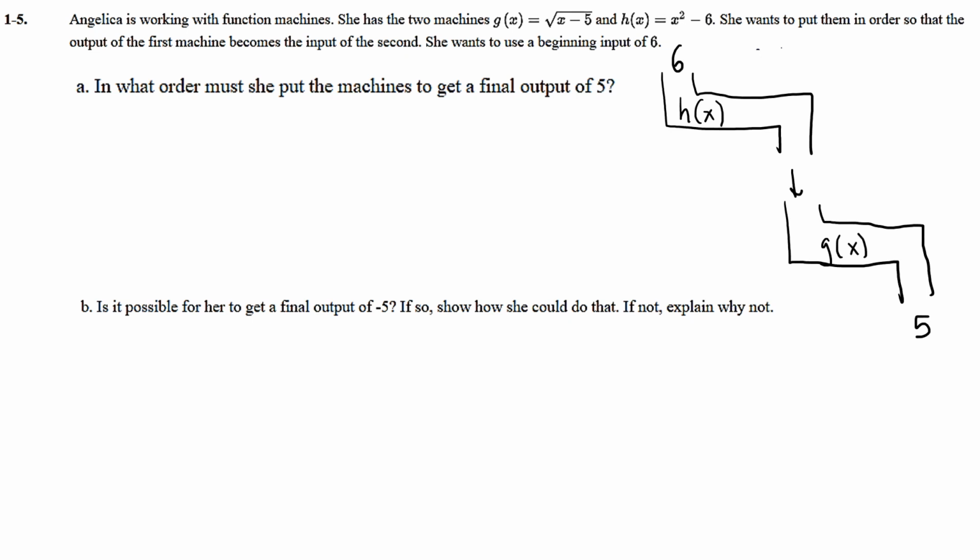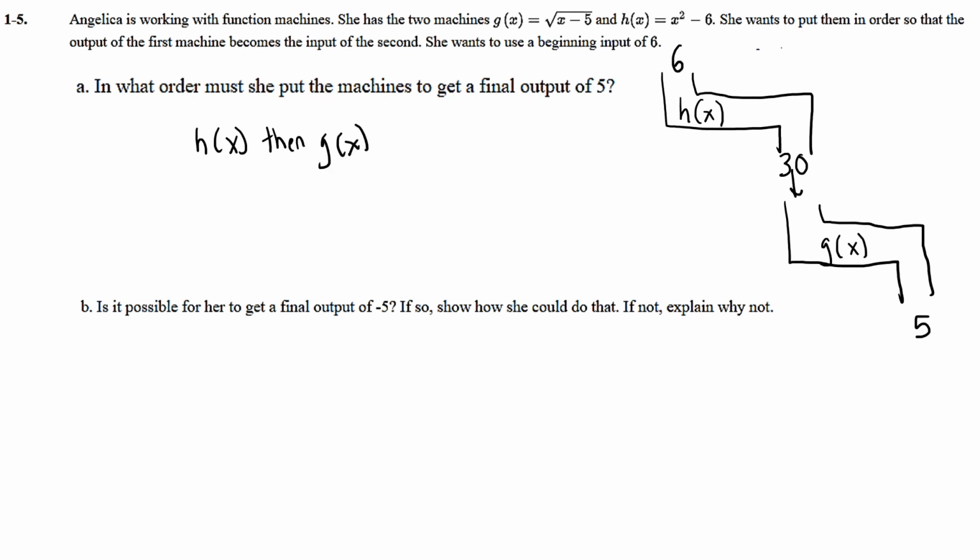H of x, when x is 6, I get 6 squared is 36. 36 minus 6 is 30. I'll take 30 and have that become the input of g of x. 30 minus 5 is 25, the square root of which is 5. So that seems to work. So h of x, then g of x is the order I should put them in.